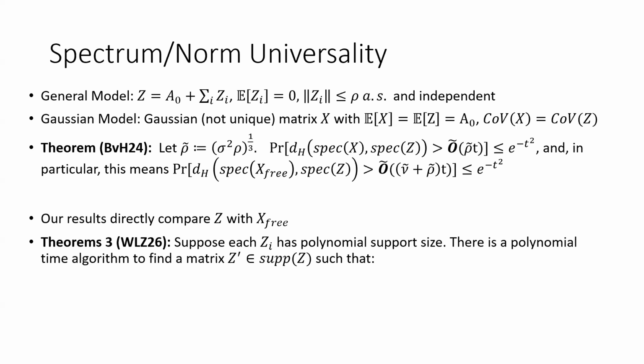And in our result, we also make the assumption that each of the Z_i has a polynomial support set. So in some sense, each of the Z_i is a simple matrix to work with, but the sum of these independent Z_i is different. That can still have very large support sets. And what we show is that there's a polynomial time algorithm to find a matrix Z prime in the support of this, so that the norm of this matrix is upper bounded by that of X free. And the key application of this result is in the construction of near-Ramanujan graphs.